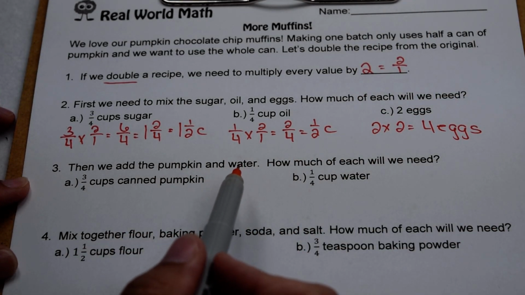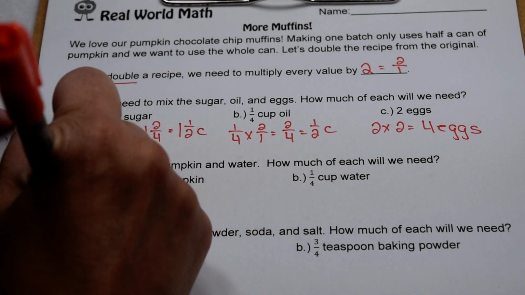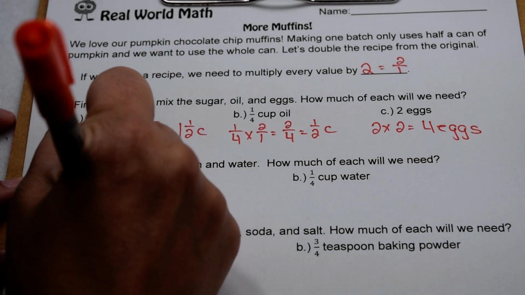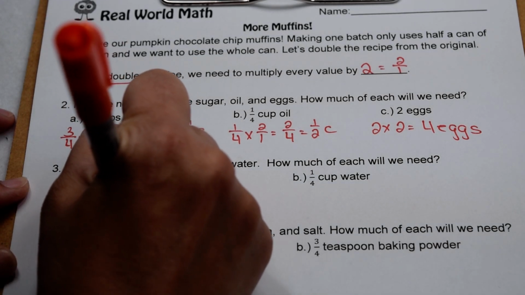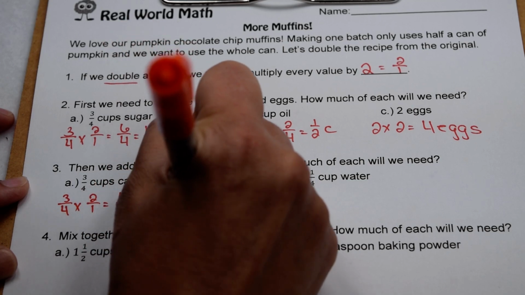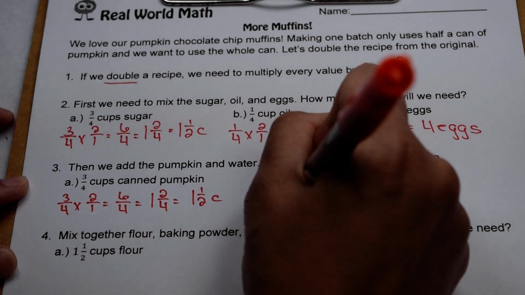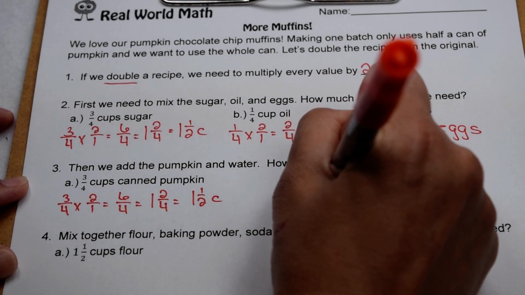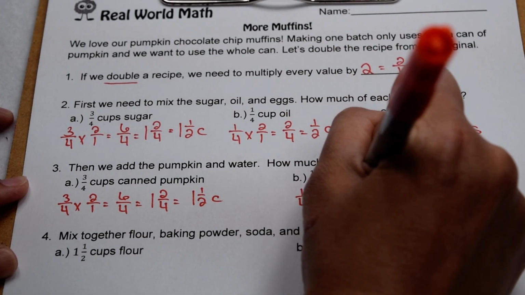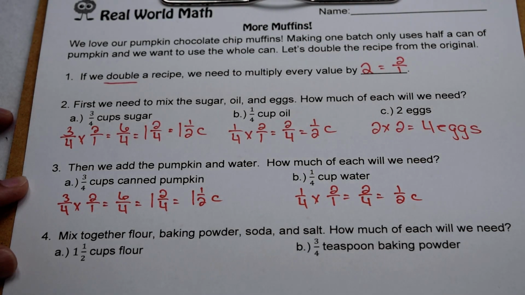Then we need to add the pumpkin and water. Well, originally we need 3/4 cups of canned pumpkin. So that's going to look the same as it did when we doubled sugar. 3/4 times 2 over 1 is going to give me 6 over 4. Make my mixed number and then simplify to lowest terms, and that's going to be 1½ cups of canned pumpkin. Water is also going to look similar to oil. 1/4 times 2 over 1 gives me 2/4. Simplify to lowest terms, and we're going to need a ½ cup of water.